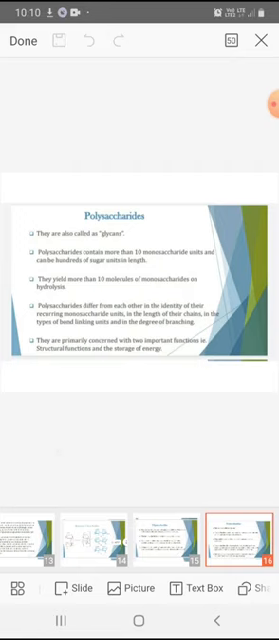The polysaccharides differ from each other in the identity of their recurring monosaccharide unit, in the length of their chain, in the types of bond linking units and the degree of branching. They are primarily concerned with two important functions, that is structural function and storage of energy. The important function is storage of energy.